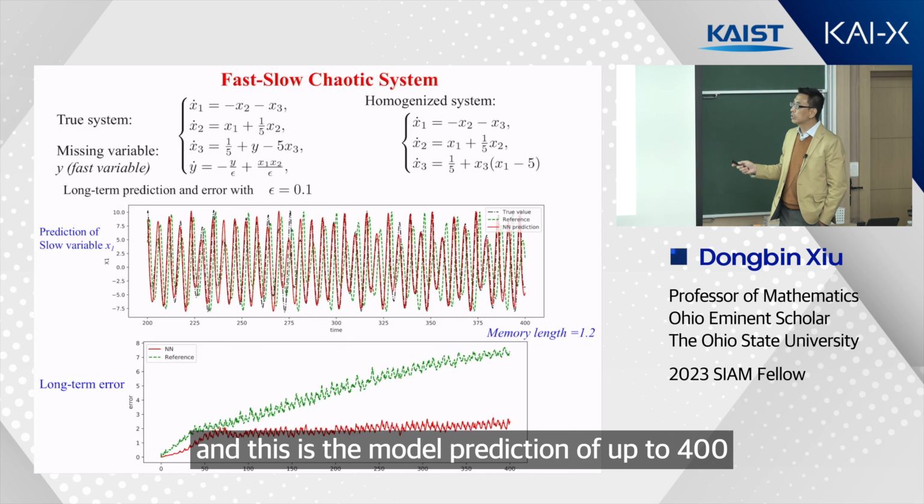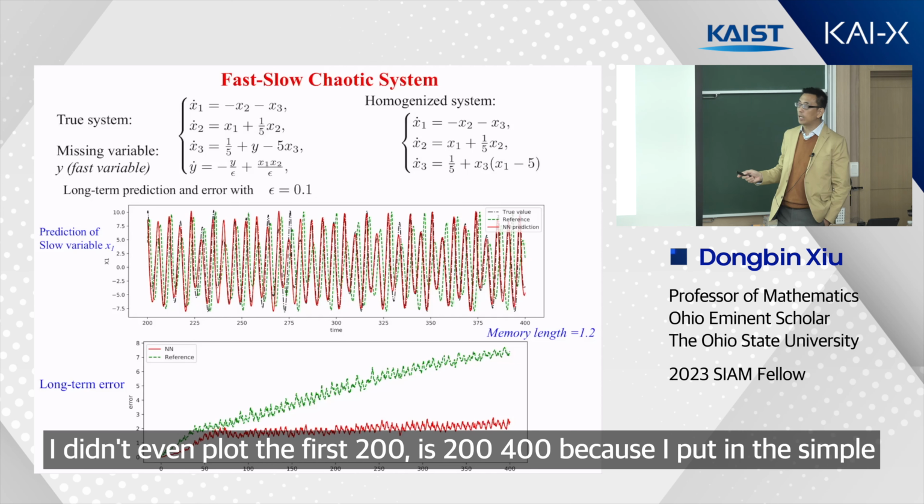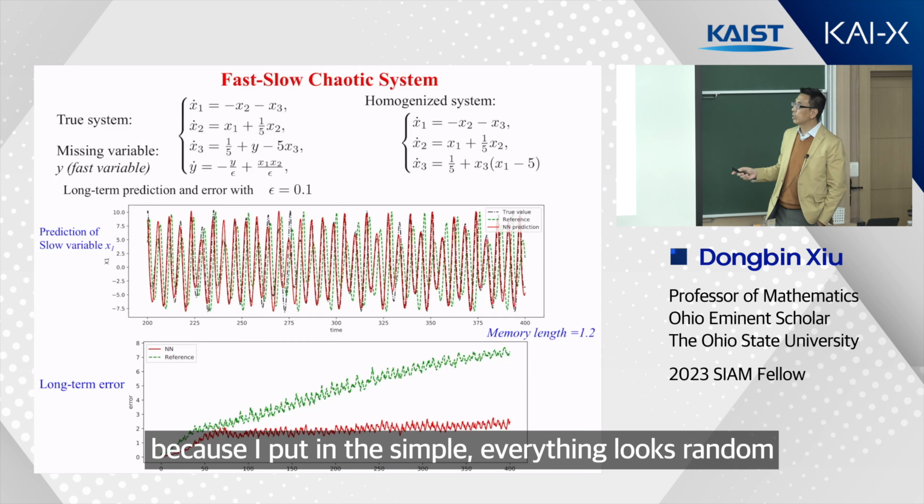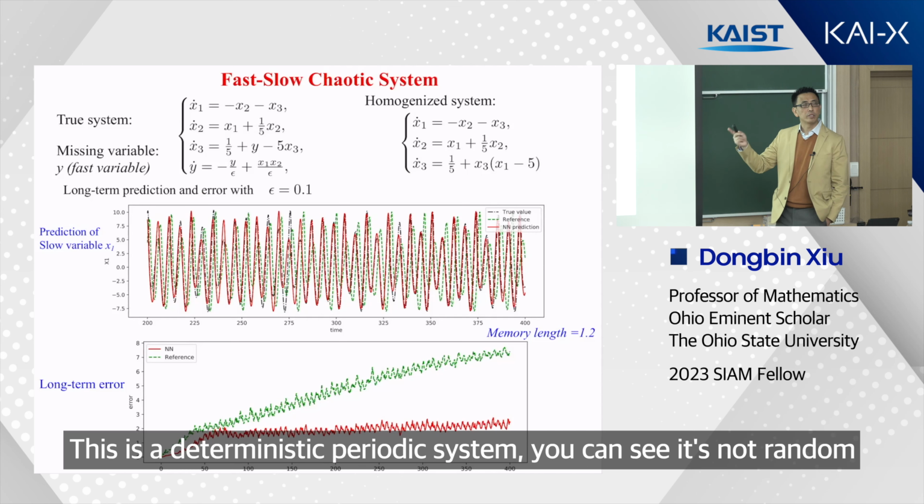And this is the model prediction up to 400. I didn't even plot the first 200. It's 200 to 400 because I put it in the same plot. Everything looks random. In fact, it's not. This is a deterministic chaotic system. You can see it's not random.